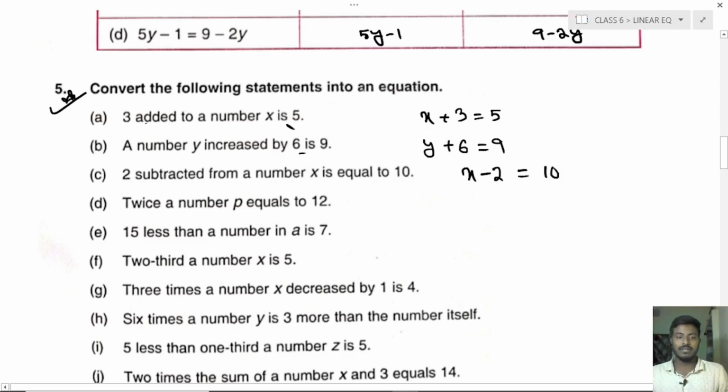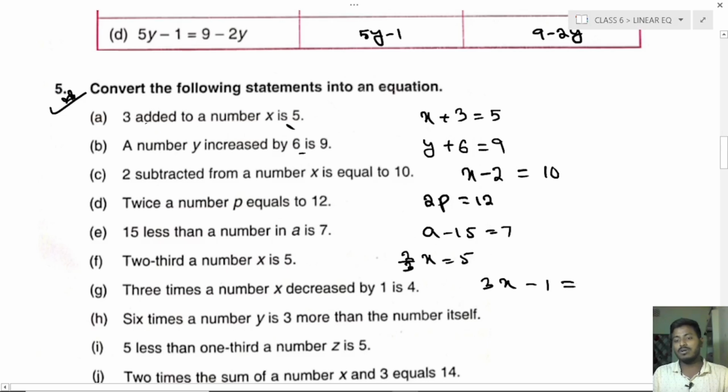Now next, twice a number p, that is 2p, equal to 12. Now 15 less than the number a, so a minus 15 equal to 7. 2/3 of a number x, that is 2 by 3 x, equal to 5. Now 3 times a number, that is 3x, decreased by 1, that is minus 1, equal to 4. 6 times number y, that is 6y, equal to 3 more than the number itself. The number itself means y, more than means plus 3.